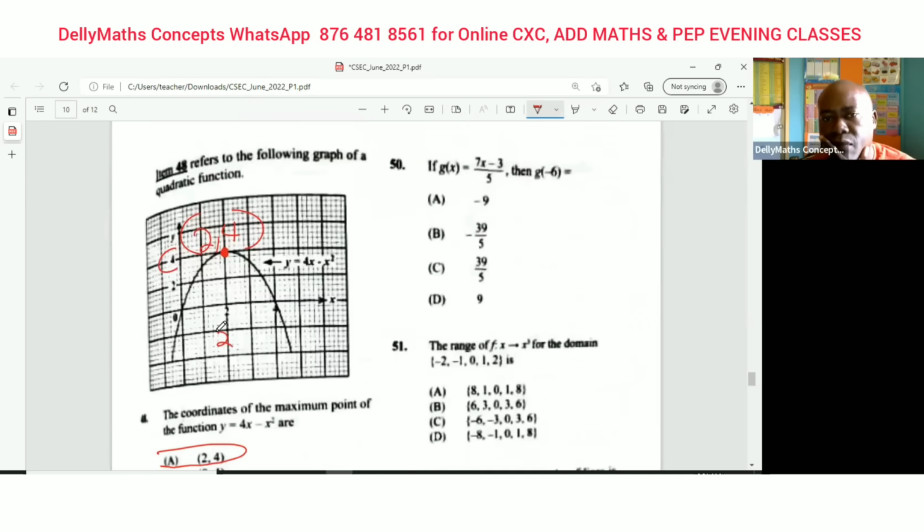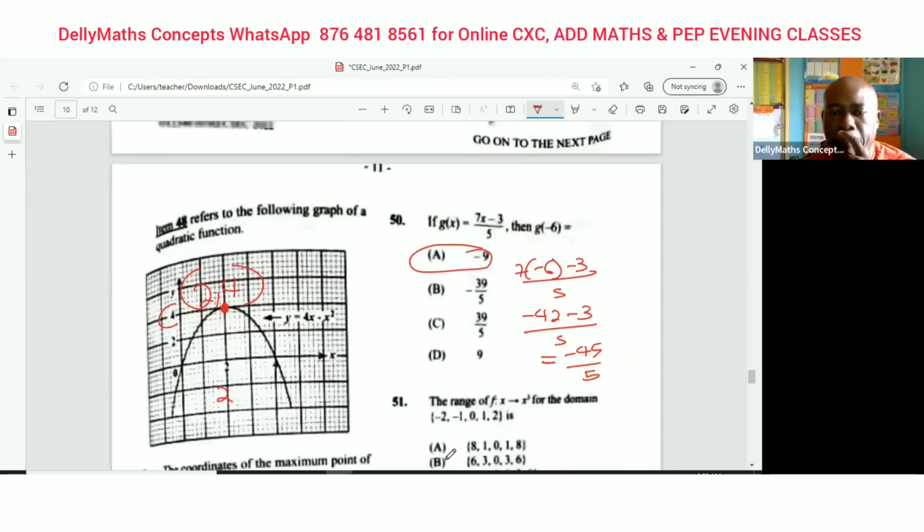All right, so we want to find g of negative 6. So we're going to drop this in. This is negative 42 minus 3 over 5. This is minus 45 over 5. And this is a negative 9 right there, right?